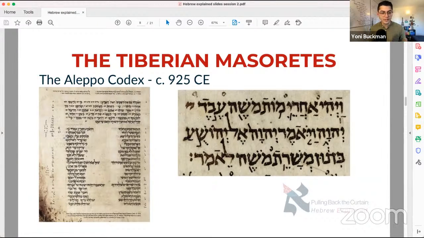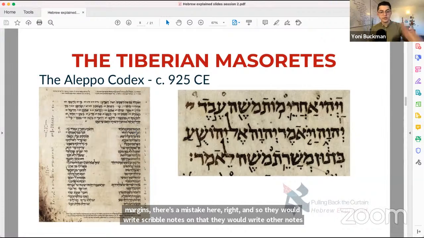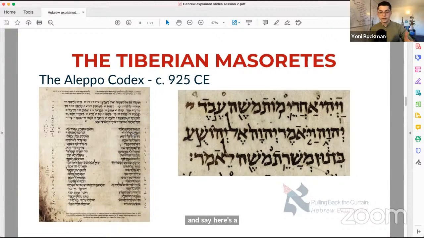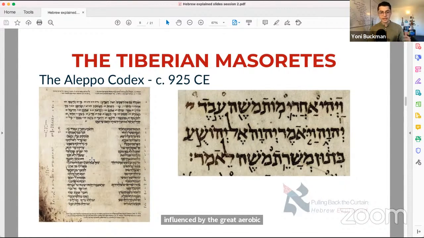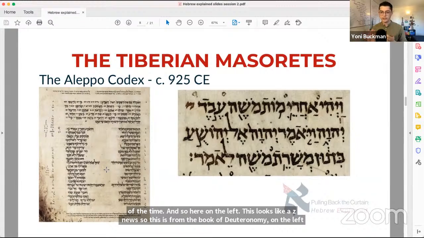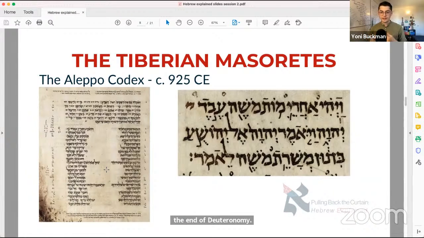And so here on the left, this looks like Ha'azinu. So this is from the book of Deuteronomy on the left, the end of Deuteronomy. And this text that you see on the left here with the two columns is a very, very old piece of the Bible. This is a poem ascribed to Moses, and it's one of the few things that has been dated as much earlier than the majority of the biblical text. So when we talk about how sensical Hebrew is, a lot of the exceptions to the rules appear in this poem, in the Song of the Sea, which we're reading this Shabbat.